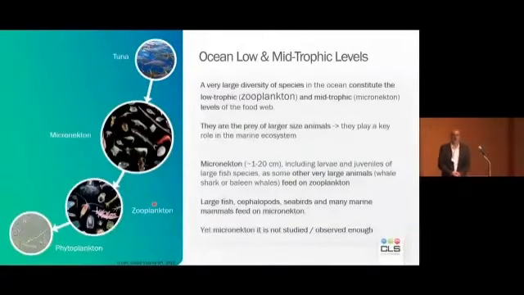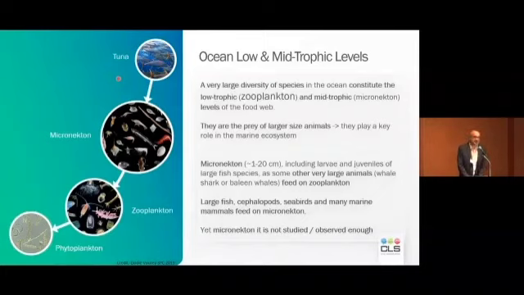So what are the low and mid-trophic levels of the ocean? We have a large diversity of species in the ocean, and we are focusing on the zooplankton and micronekton that constitute the low and mid-trophic levels of the food web, which starts with phytoplankton and ends with top predators like tuna or humans.